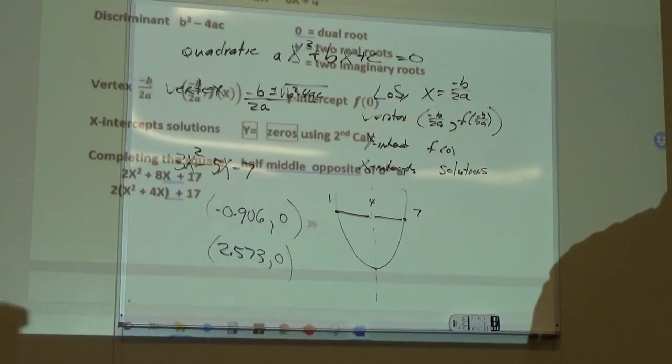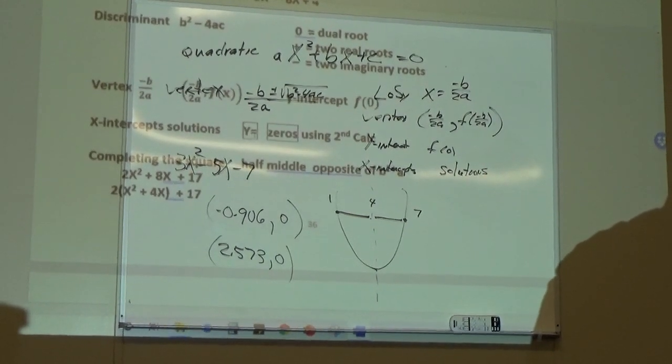So, vertex, negative b over 2a. And if you find the x value of the vertex, then you'll put that value into the function, and you'll be able to get the y value of where the vertex is. And then you can get the y-intercept, it's the constant. Then the x-intercepts are x equals, and then you can use zeros in second calc, or you can use what I just showed you, and that is put the 0 in, and then you can use intersection.